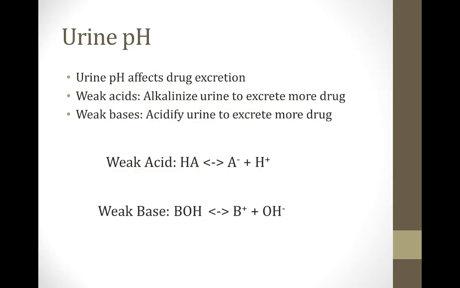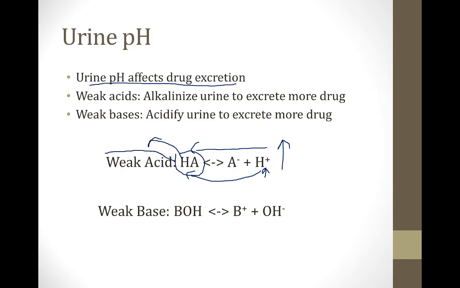What this means is that the urine pH is going to affect drug excretion because the urine pH can favor either the ionized or unionized form of the drug. Let's talk about the weak acids first. If you have a very acidic urine, that means you have a lot of H plus molecules present in the urine, and that's going to drive this equation this way because we're going to have so much H plus on this side. The equation is going to go this way and form the unionized form of the drug. This is going to get reabsorbed.